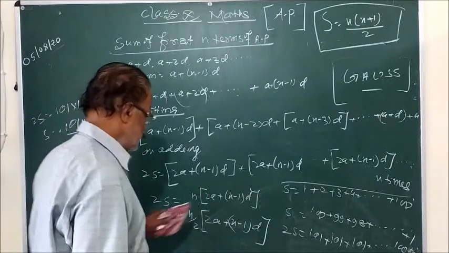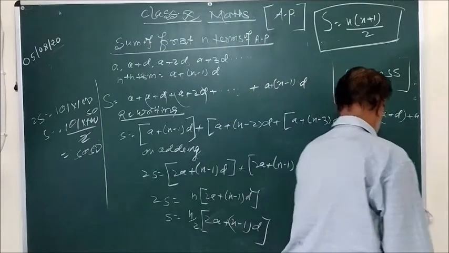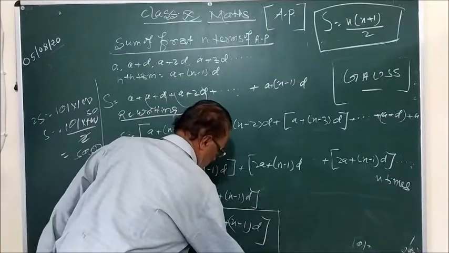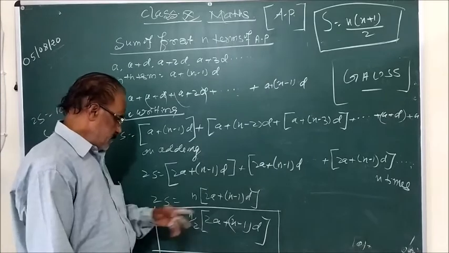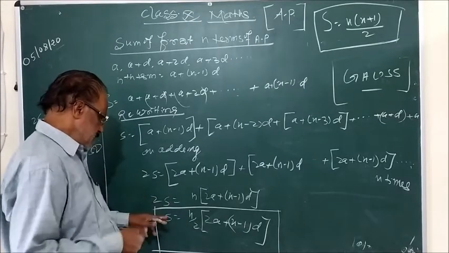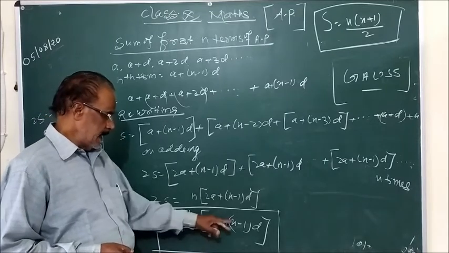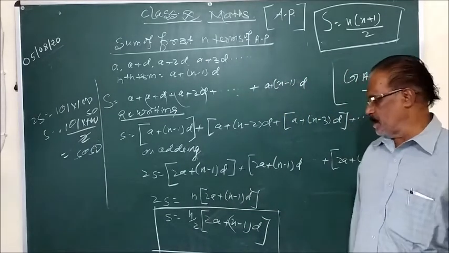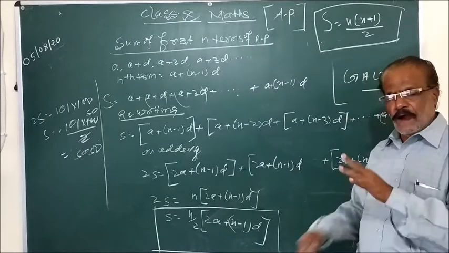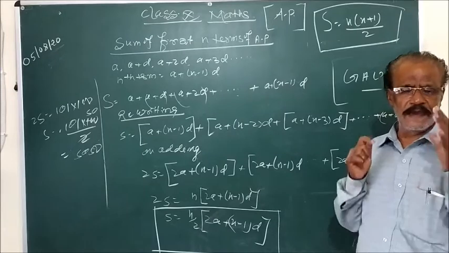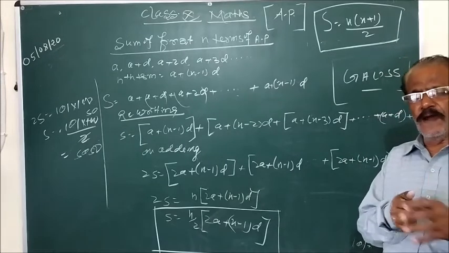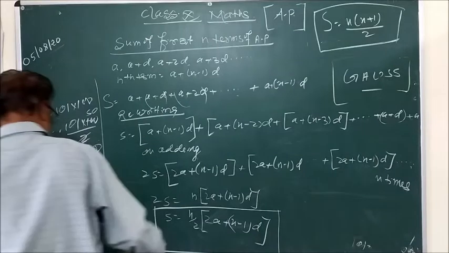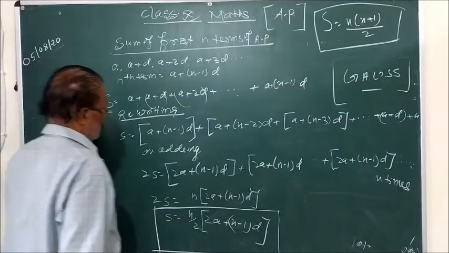And you transfer 2, so you will get the sum S is equal to n by 2. This is the formula for the sum of first n terms. Here how many quantities do we have? S, a, n and d. S is the sum, a is the first term, n is the number of terms, d is the common difference. So if we know any three of these four, we can find the fourth by using this formula. So you will remember this is the sum of first n terms.